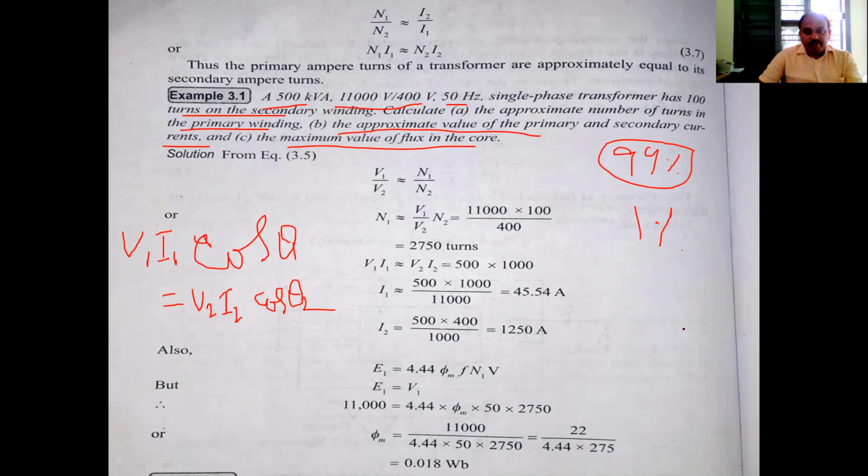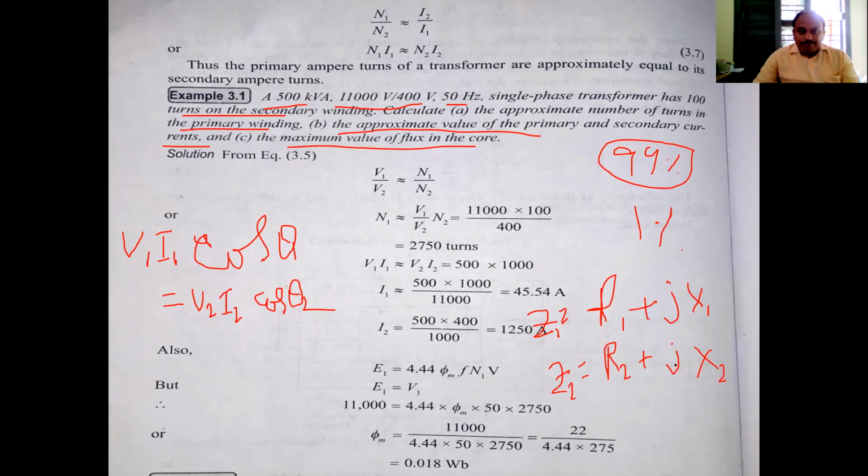The impedance of the primary winding is R1 plus jX1, and the impedance of the secondary winding is R2 plus jX2, because every winding has some resistance and reactance in AC circuits. So this is the impedance of the primary winding Z1 and the impedance of the secondary winding Z2, due to winding resistance and reactance.